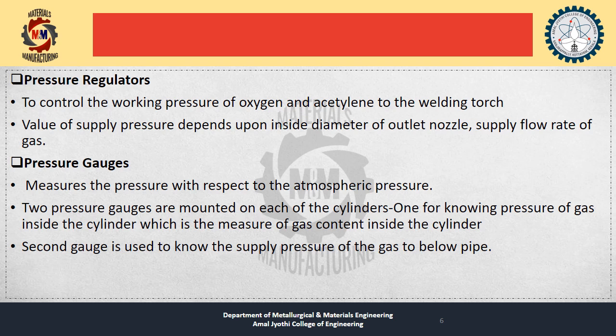Then we have pressure gauges. They measure the pressure with respect to the atmospheric pressure, and two separate pressure gauges are mounted on each of the cylinders. One is used to understand the pressure of gas inside the cylinder, and the second gauge is used to understand the supply pressure of the gas.